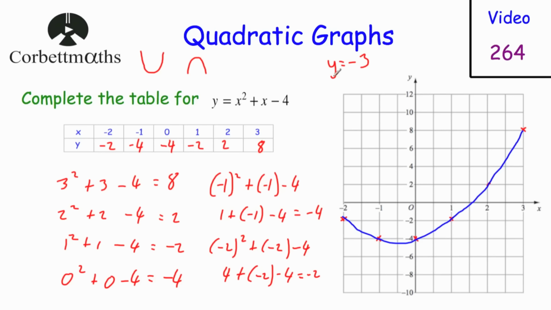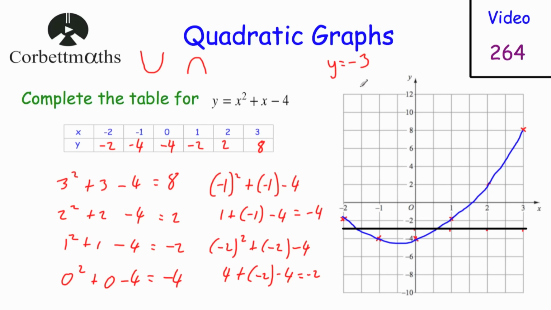So if we draw that graph of y equals negative 3, that's going to be all the coordinates with a height of negative 3, such as 0, negative 3, 1, negative 3, 2, negative 3, 3, negative 3, and so on. The graph y equals negative 3 is a horizontal line that passes through negative 3 on the y-axis.